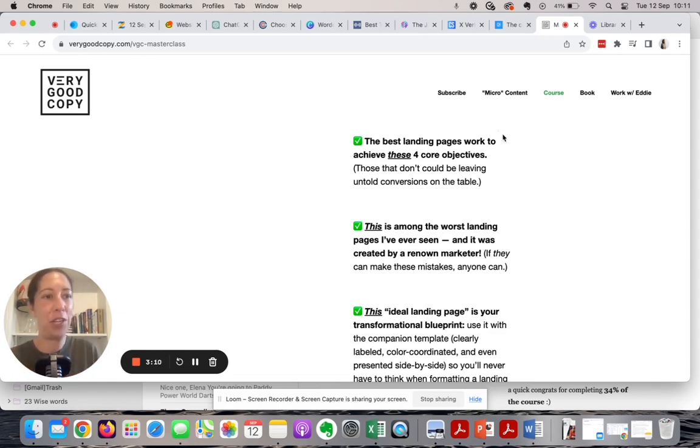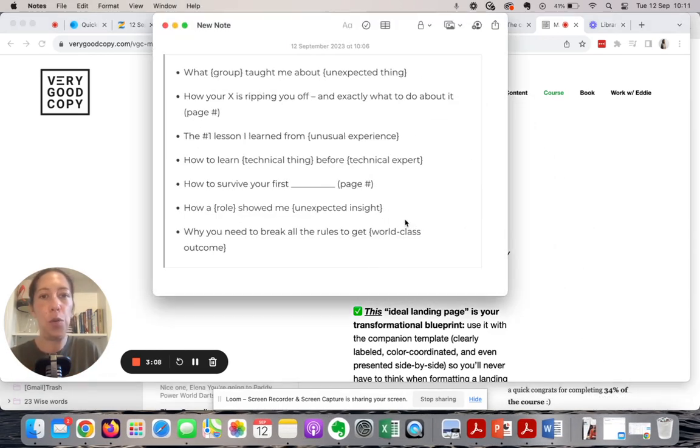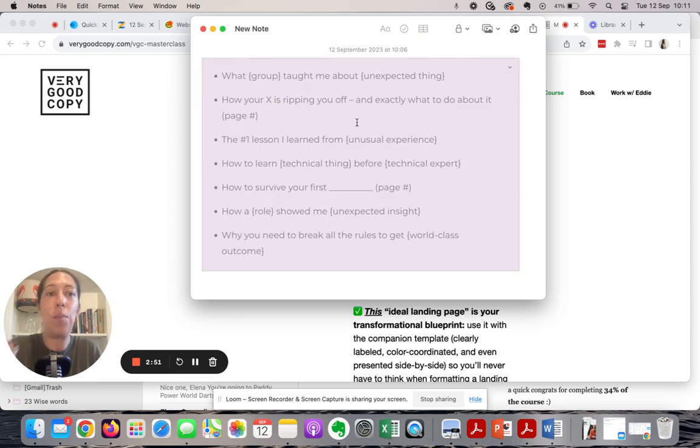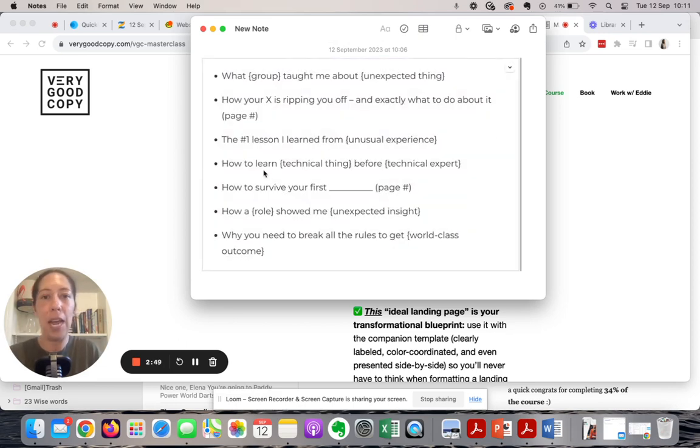The other tip I want to share with you is to use almost like headlines as your fascinations. So what, how, why, when work really well. So here's an example. What, and then an example of this group taught me about the unexpected thing. So these are formulas you can use. How your ex is ripping you off and exactly what to do about it. How to learn this thing before this thing. How to survive your first.